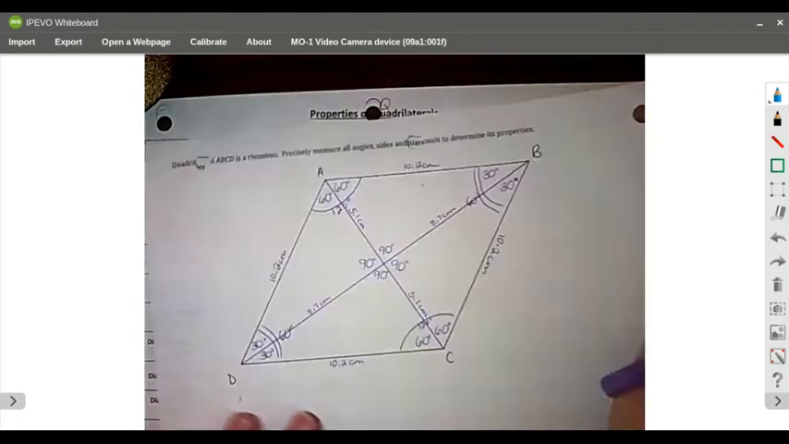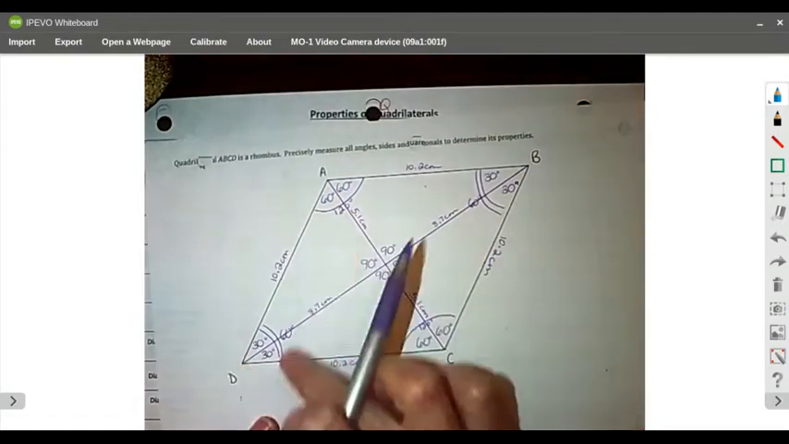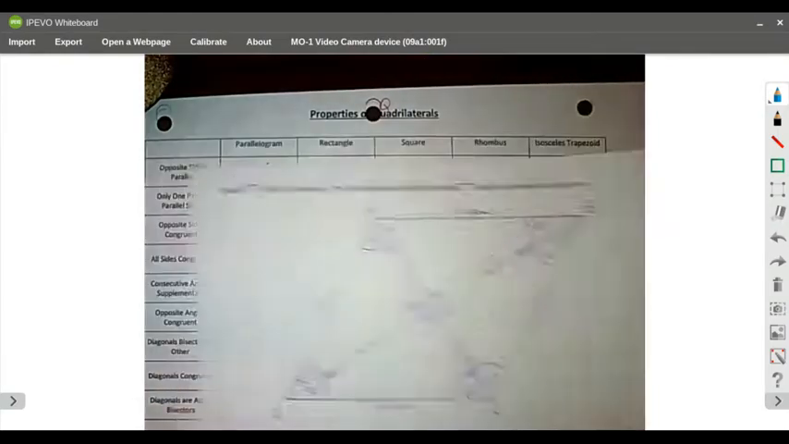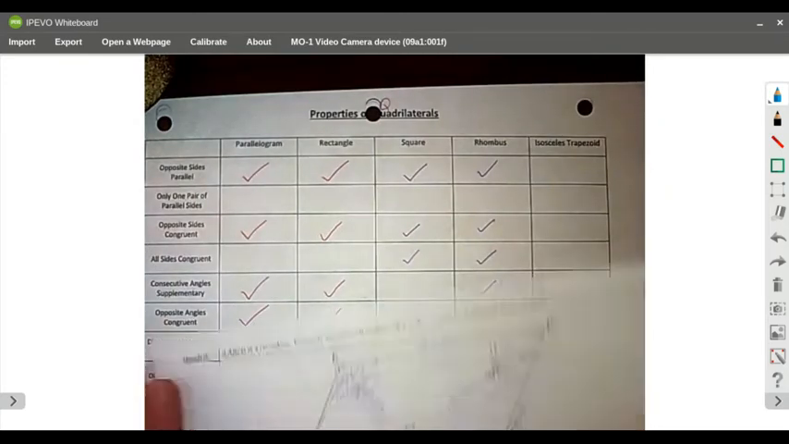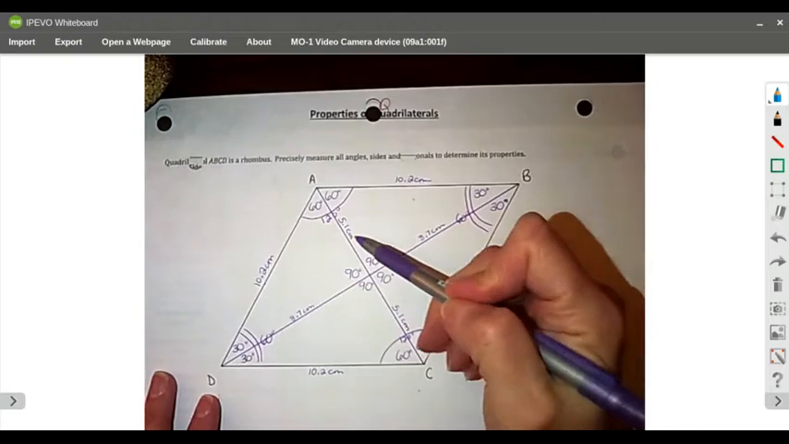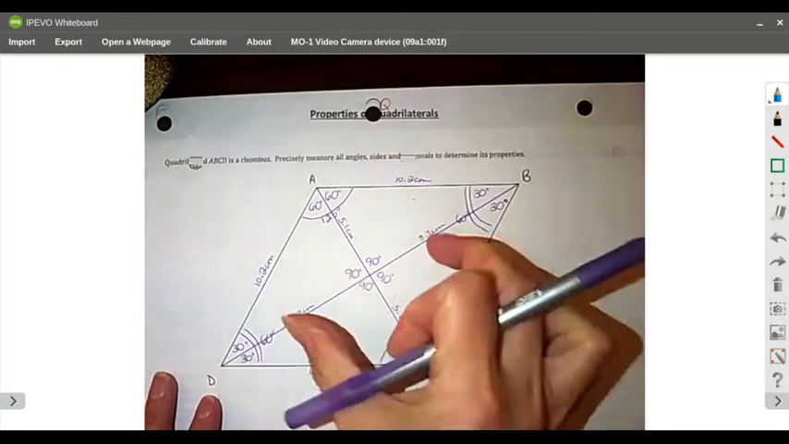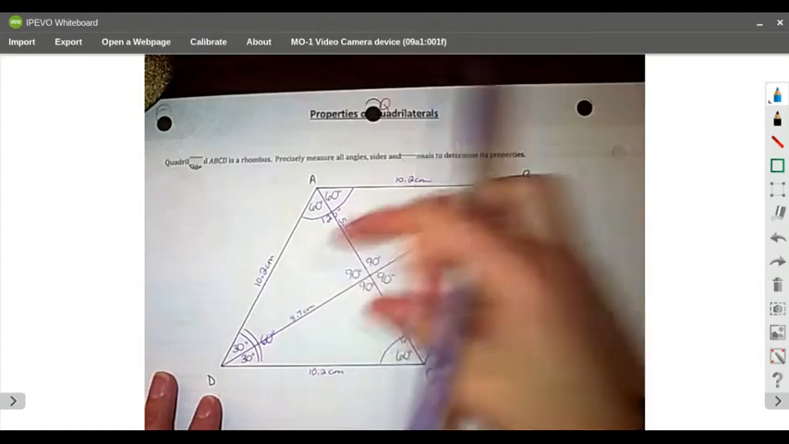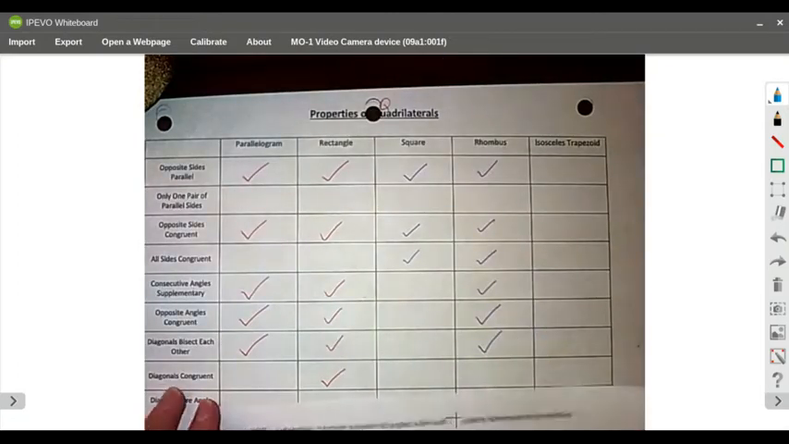Opposite angles congruent, yes, they are, because see how this is 120 and this is 120. This is 60. This is 60. So that means, yes, opposite angles are congruent. Do the diagonals bisect each other? Well, this was 5.1 centimeters. So was this. This was 8.7. So was this. So yes, these are equal and these are equal, which would mean the diagonals do bisect each other.